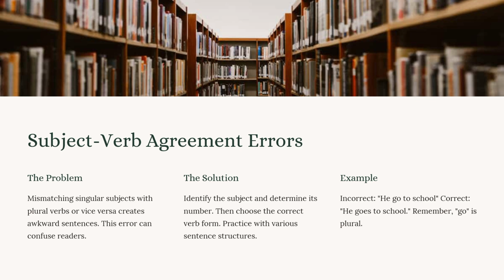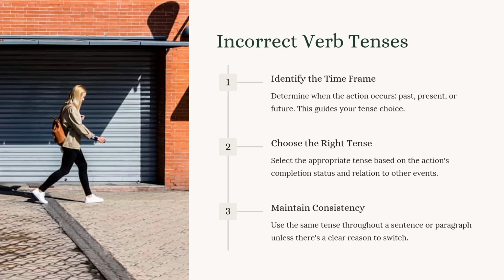This often requires paying attention to the ending of a verb, especially in the present tense. Singular subjects usually take a verb ending in "s" or "es" in English, while plural subjects do not. Okay, now let's move on to the second common mistake, which is incorrect verb tenses.